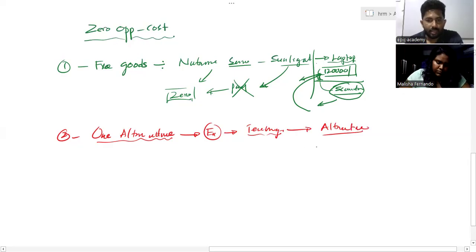Right? It is 0 now. Nothing to hesitate about. There are no other options. I have to do this particular job. Then there is no other option. So opportunity cost becomes 0. How? There's only one alternative.